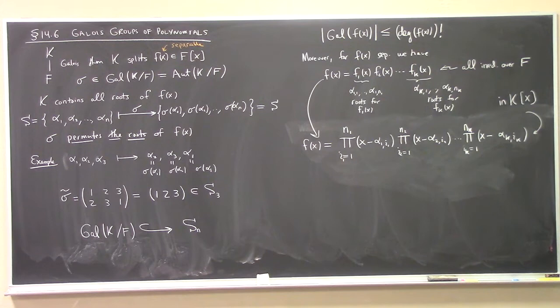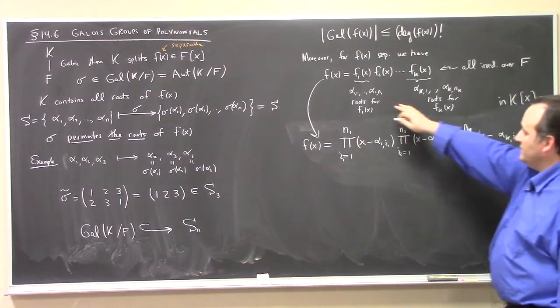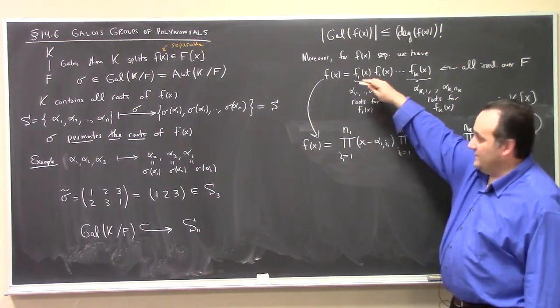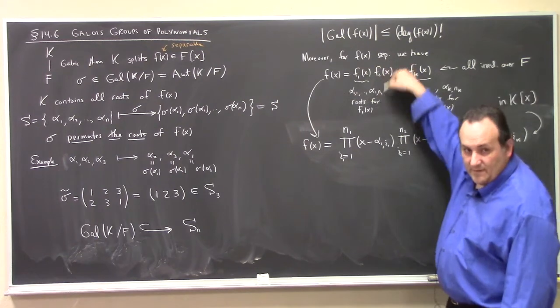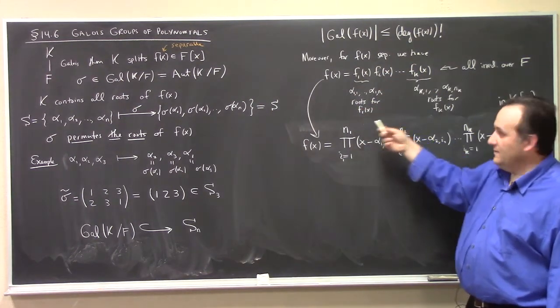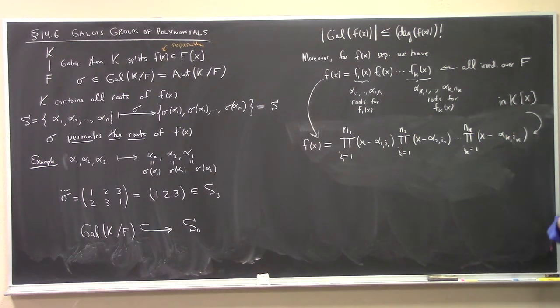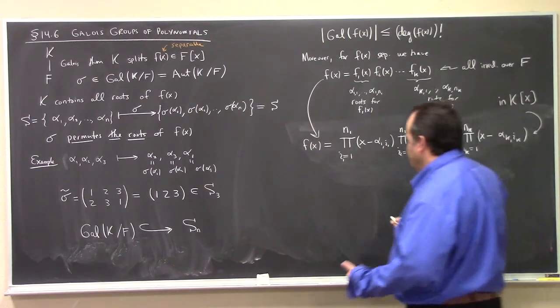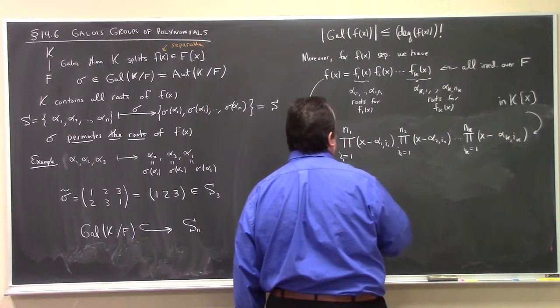Now, on the flip side, what's happening when you hit it with sigma? How is sigma behaving? We have a separable polynomial and we hit it with the f-fixing automorphism of K. What can we say about these buckets of roots? Does sigma take a bucket of roots to a bucket of roots? It takes the same bucket: bucket 1 goes to bucket 1.